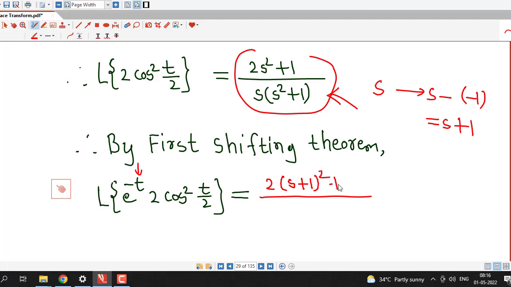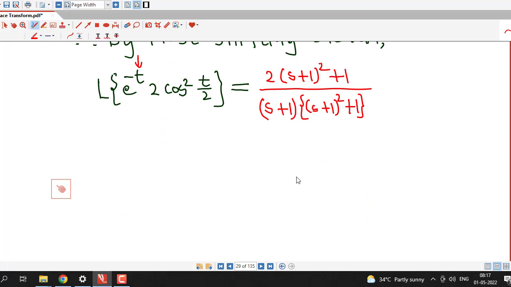1 square plus 1, s plus 1 times s plus 1 square plus 1. Replace everywhere in this function, replace s by s plus 1. So we have s at 3 places, and at all the 3 places we replace s by s plus 1, and then we can simplify this.